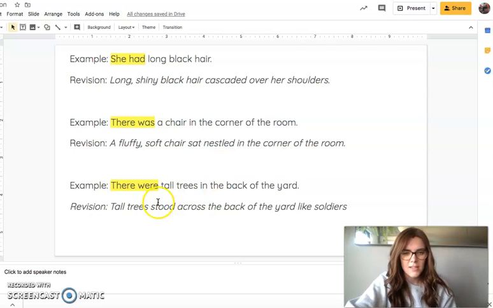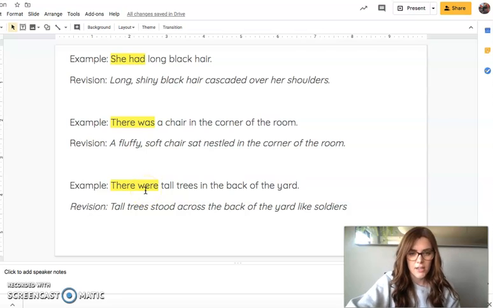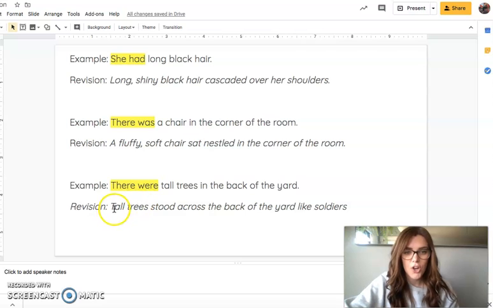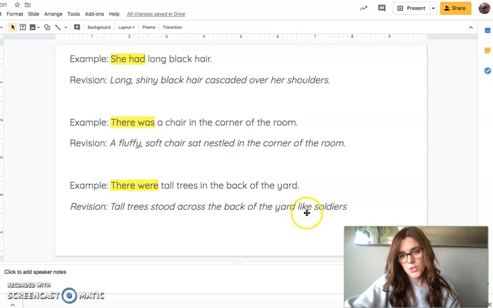Another example here. "There were tall trees in the back of the yard." Again, "there were" is a very repetitive sentence beginning. So instead of saying "there were tall trees," jump right in to describe what the trees looked like in the back of the yard. So instead, you could put "tall trees stood across the back of the yard like soldiers." So jumping right in and saying tall trees instead of saying there were, and describing the trees using a simile, so using the word like or as, and in this case, using the word like to compare the trees to soldiers.